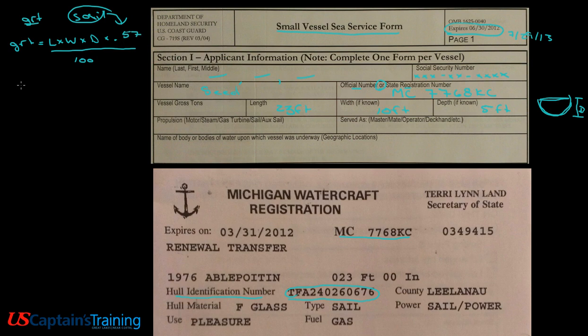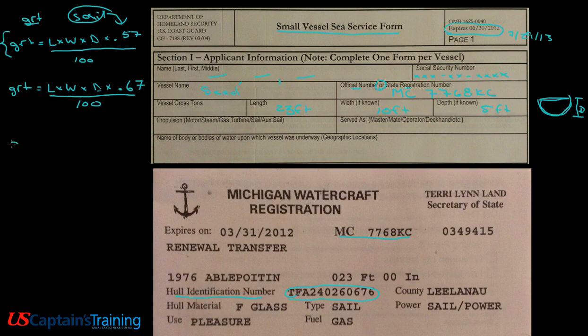Now if we want to do it for a power-driven vessel, it's pretty much the same. Gross registered tons equals length times width times depth times, here's the different part, 0.67. You get a little more gross tonnage for power-driven vessels. The shape of a sailing hull is not as spacious as a power-driven vessel, divided by 100. So this here is a sailing vessel, so we're going to use the sailing formula and calculate it.